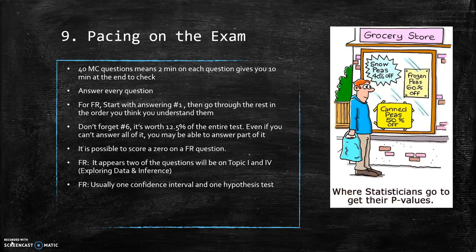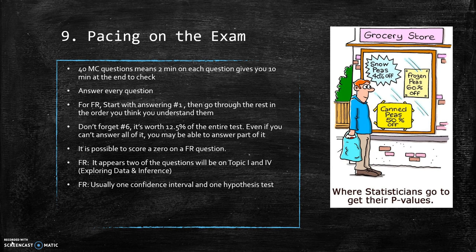Leave yourself enough time to at least attempt number 6. Number 6 is worth 12.5% of the entire test. That includes both parts. So you don't want to completely ignore it. It is also the most difficult question, so you may not be able to answer all parts, but you should be able to at least answer part of it. It is possible to score a 0 on a free response question. Just attempting it does not guarantee a 1.